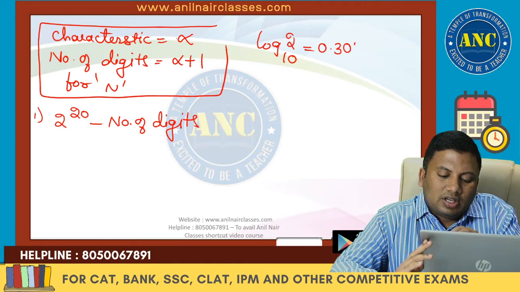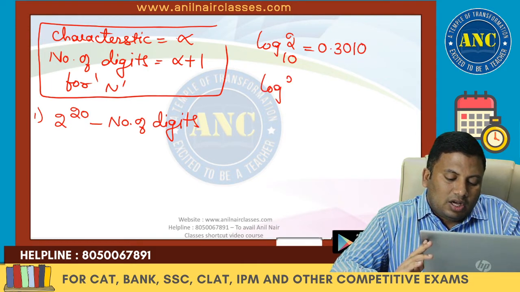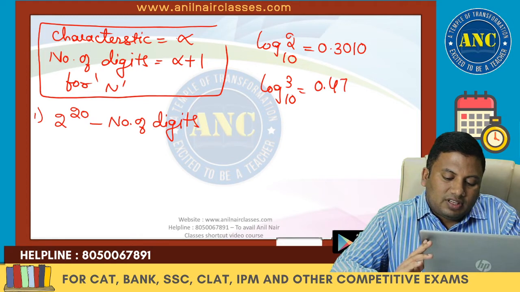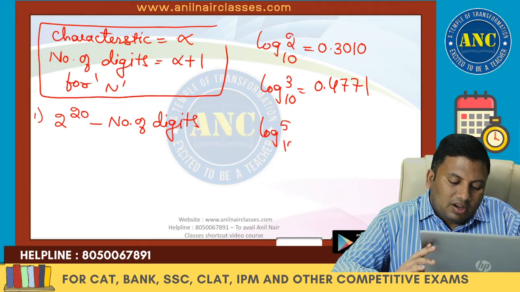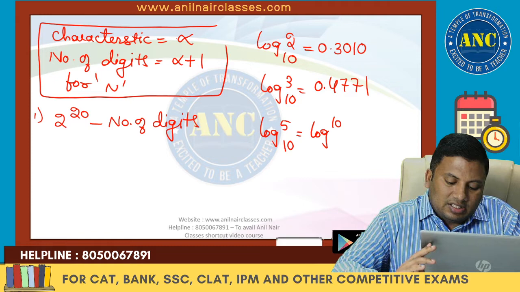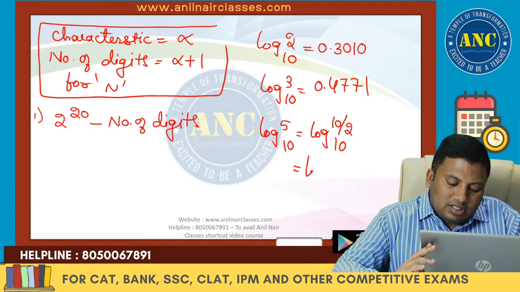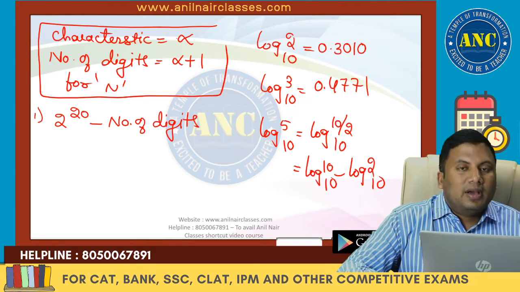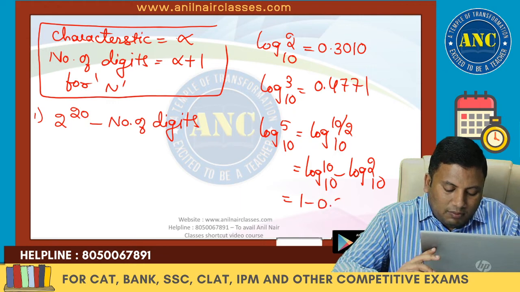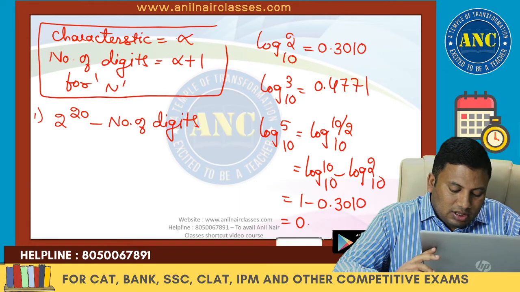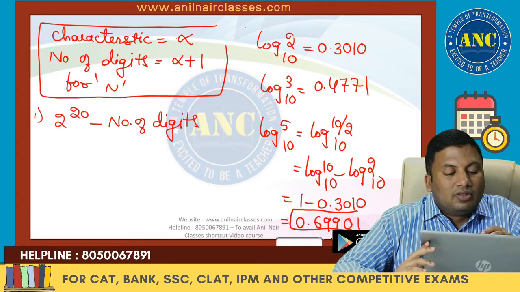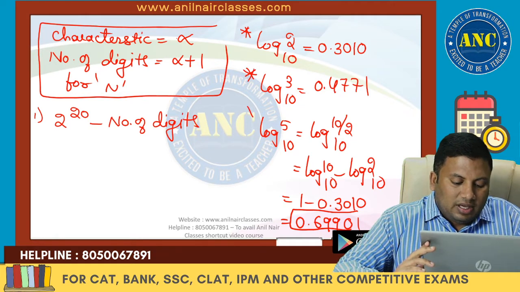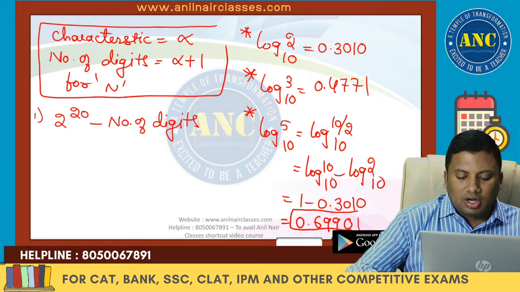Log 2 value is 0.3010. Log 3 value is 0.4771. Log 5 base 10: 5 can be written as 10 by 2, so this is log 10 base 10 minus log 2 base 10. Log a base a is 1. So it is 1 minus 0.3010, which is 0.6990. These are the three important values which will be given in most of the questions: log 2, log 3 and log 5.